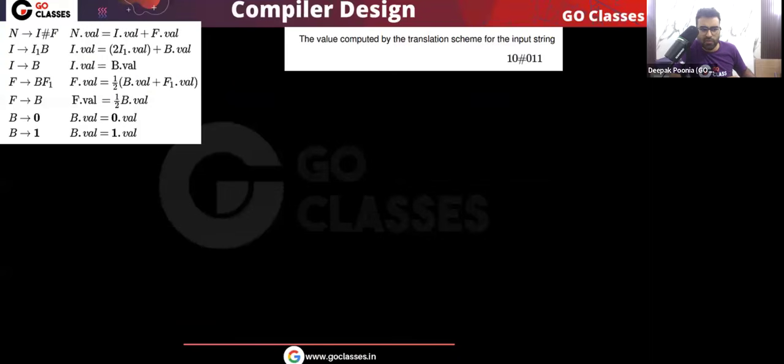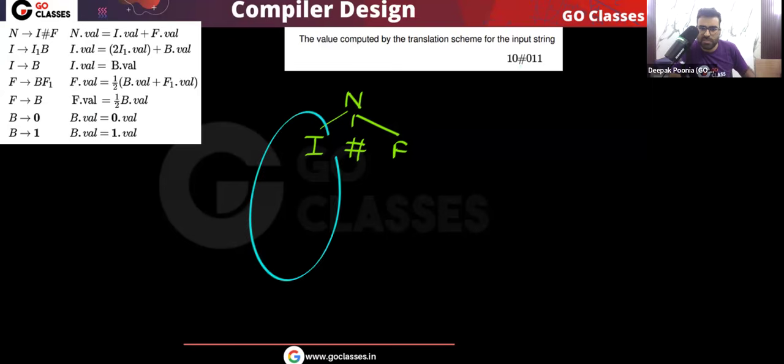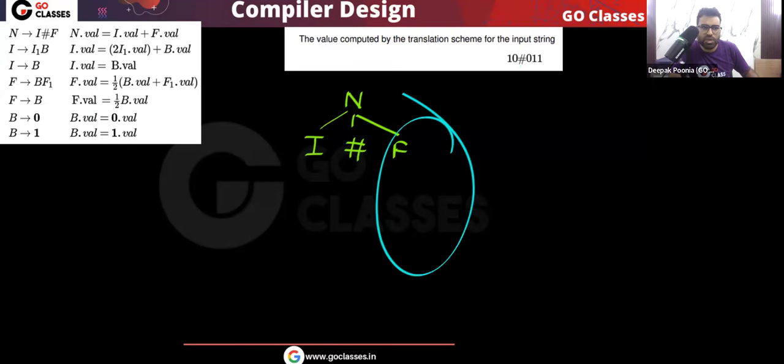Let's solve it. First, we will make the parse tree without semantic actions. In the parse tree, the root node is the start variable, N. This N will go to I hash F, because I want one hash. To the left of hash I need 10, and to the right of hash I need 011.